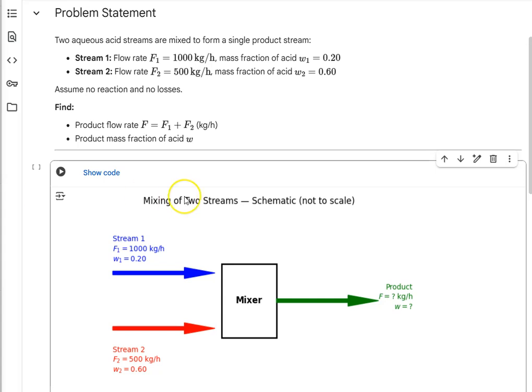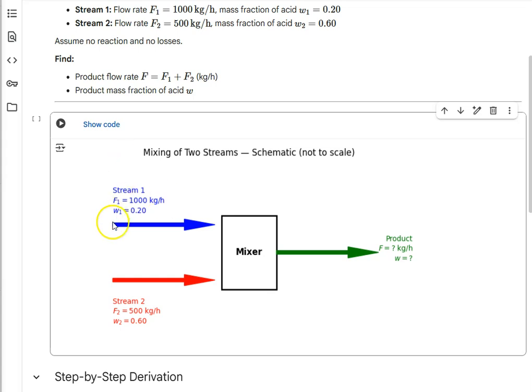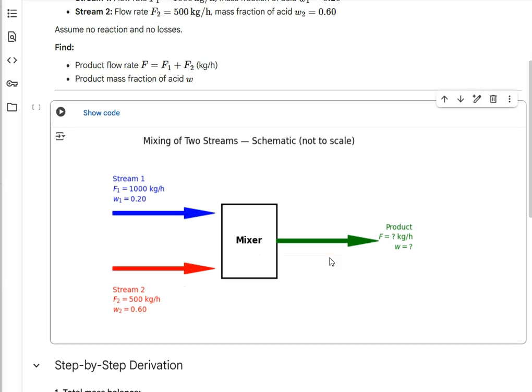Let's write the mathematical model. Here is the picture. Stream 1 is the blue line and stream 2 the red. All this detailed information is written here, and then in the mixer it will mix and we'll get the product with a specific concentration. So we have to calculate what the total flow rate and the specific concentration will be.